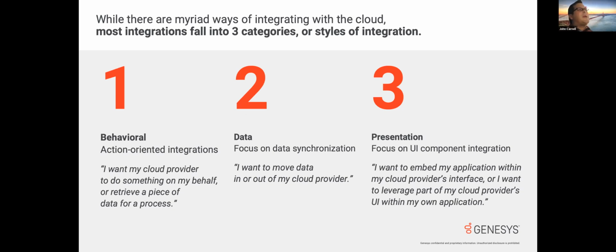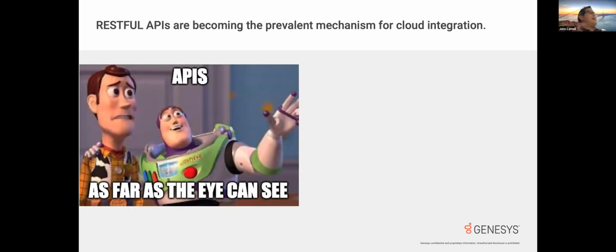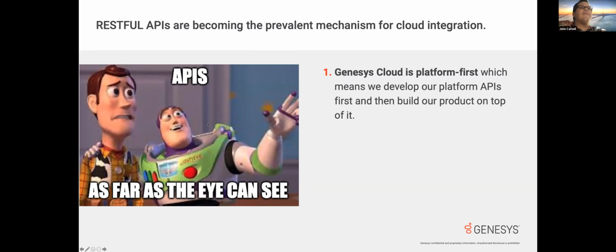But regardless of these 3 integration styles, when we're talking about cloud-based integration, by far the most prevalent thing we're going to run into are APIs. They're everywhere. It has become the leading consensus that if you're going to talk with your cloud, you're going to be using some kind of web service-based API that carries information or asks your cloud provider to do something on your behalf.